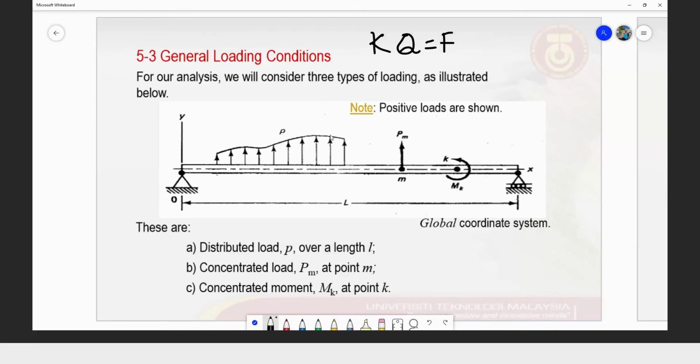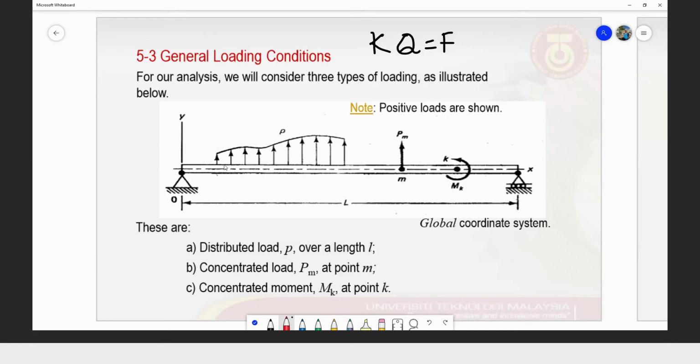Distributed loads ni, dia boleh jadi macam kita ada beg pasir banyak kan. So, let's say kita letak beg pasir banyak-banyak ni. So dia boleh jadi distributed load juga.